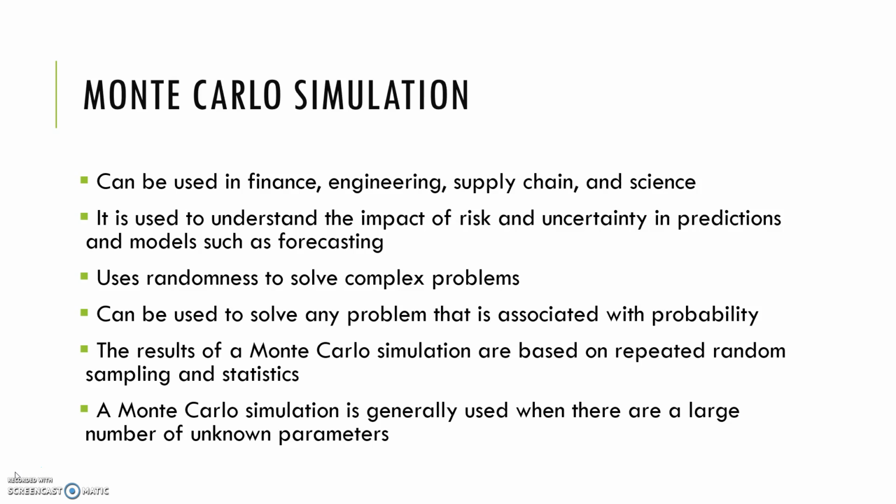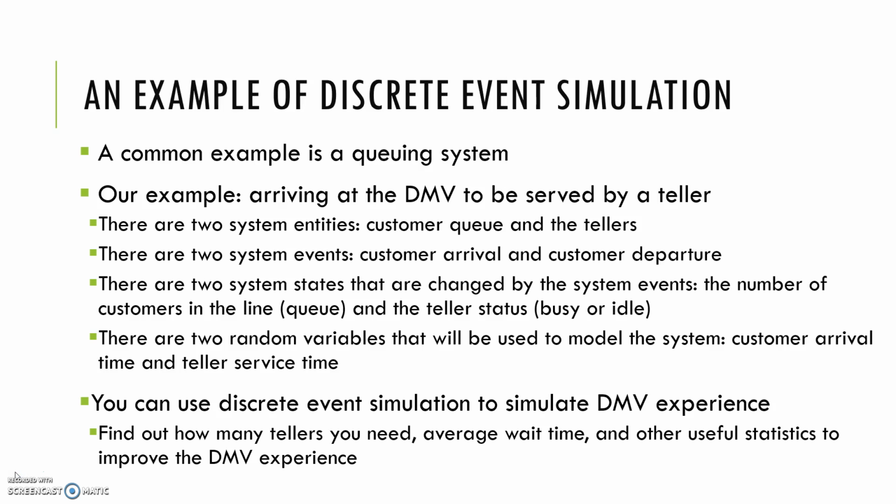Many problems can be solved this way, and it solves problems that have associated probabilities. The results of Monte Carlo simulations are based on repeated random sampling and statistics, and they're generally used when there are a large number of unknown parameters. So now we'll talk about the examples.